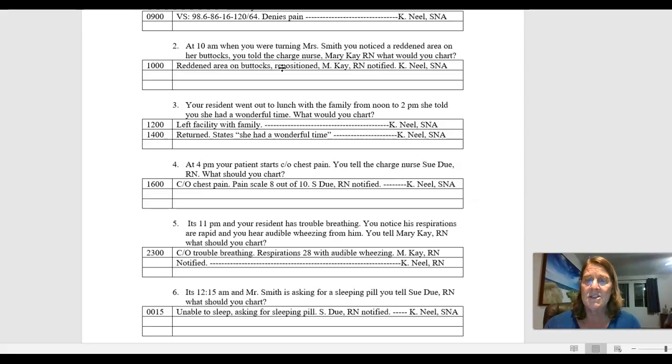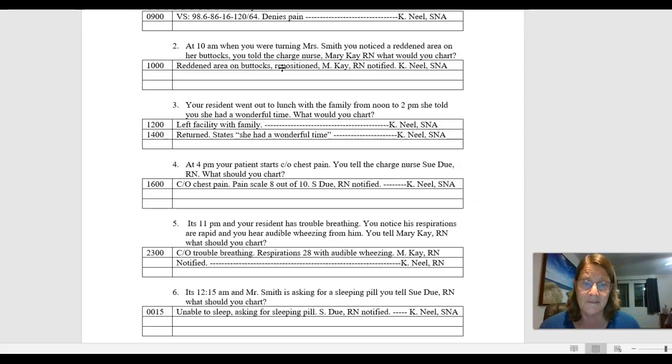And then number 6, it's 12:15 a.m. and Mr. Smith is asking for a sleeping pill. You tell Sue RN. What should you chart? So again, 2400 is the end of our chart. So after midnight, it's now going to become 0001 and on. So this would be 0015, unable to sleep, asking for sleeping pill, Sue RN notified, first initial, last name, and title. Now, can I go back later and chart that I find them sleeping? I could do that. But if Sue does take them a sleeping pill, it's actually their responsibility to document the results of that sleeping pill.